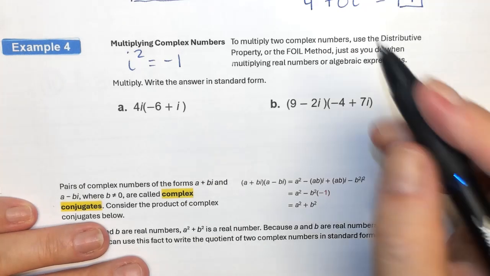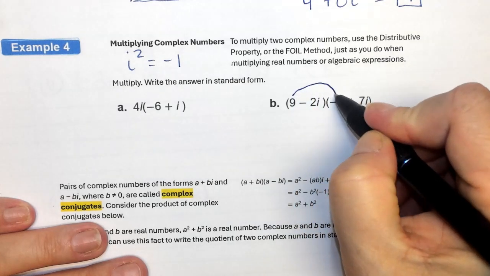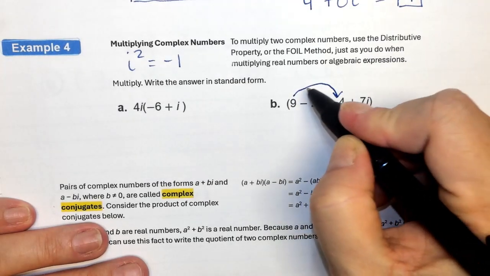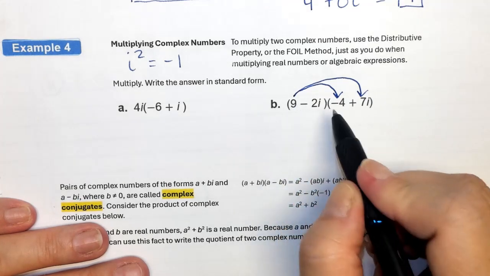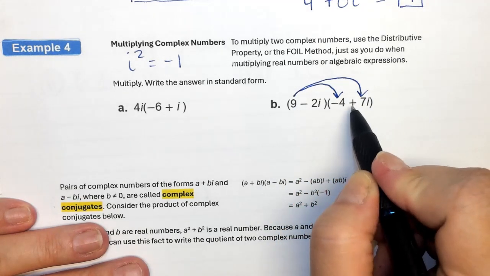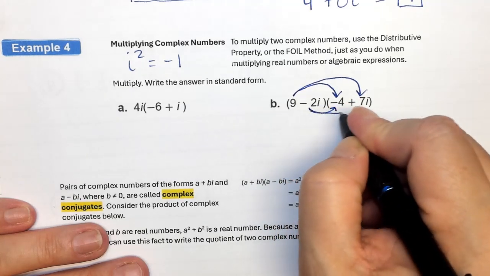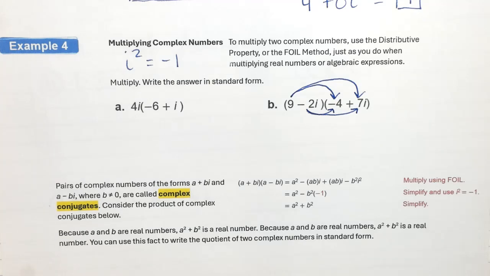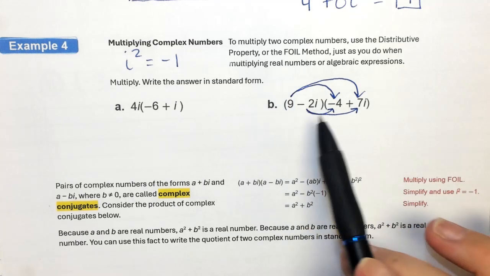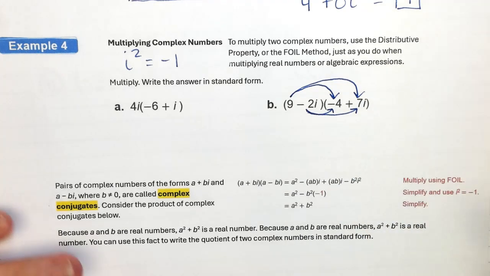So I will show what the FOIL method is just in case you've forgotten it. It's where you take 9, you would multiply it to -4. You take 9, you would multiply it to 7i. So you're taking the first term and you're multiplying it to both of these. Then you take the second term and you would multiply it by -4 and to 7i. So that's all the FOIL method means. It's just like the acronym for it. So I will show the box method with this, but I am absolutely fine with you doing the FOIL method.